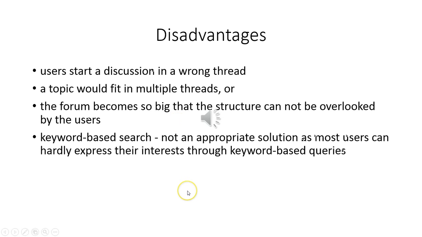The disadvantages of the discussion forums is if a user starts the discussion in the wrong thread, and then it becomes difficult to follow, and a topic with multiple threads may be quite busy and untidy and difficult to follow arguments. The forums can become so big that there cannot be an overview of the whole topics discussed, and key-based search may not be an appropriate way of searching for specific knowledge, because some of the students may not even know the keywords to use to search for specific knowledge.